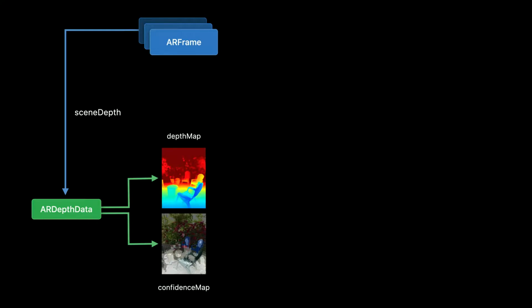For each AR frame, we access the scene depth property with the AR depth data object providing us with the depth and the confidence map. The key part of the app is a Metal vertex shader called unproject.